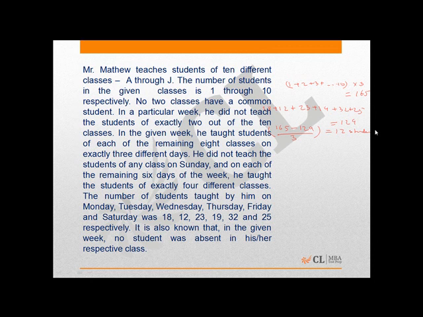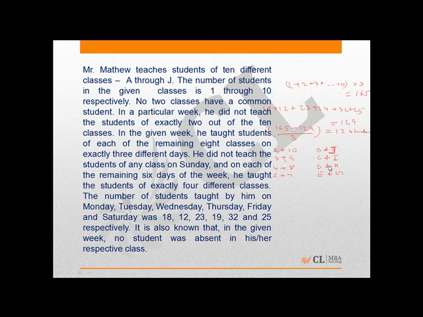How is this possible? This is possible if these two classes are the class with 2 students and 10 students, that is B and J, or 3 plus 9, that is C and I, or 4 plus 8, that is D and H, or 5 plus 7, that is E and G. Out of these 4 sets, he did not teach one set in the given week.